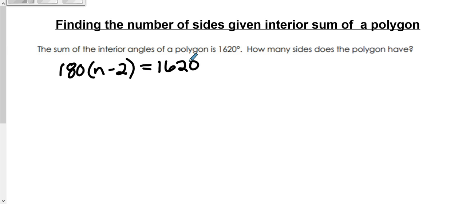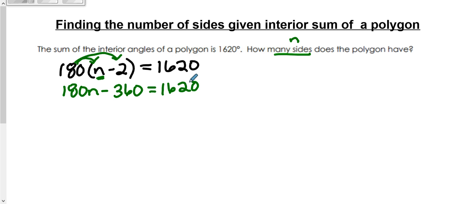Essentially what you're doing is solving an equation. They gave you the total. You start with the original equation and then solve for n, which is the number of sides. That's what you're looking for. Alright, so let's use our traditional method of solving an equation. We're going to use the distributive property here. So we get 180n, subtract 2 times 180, which is 360, equals 1620.